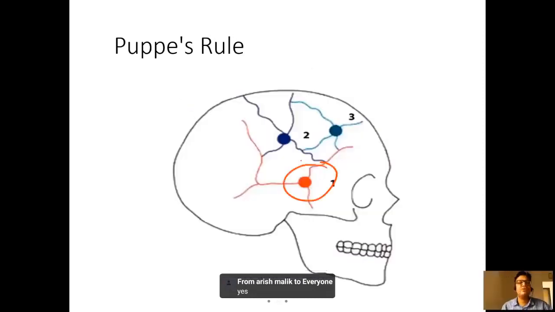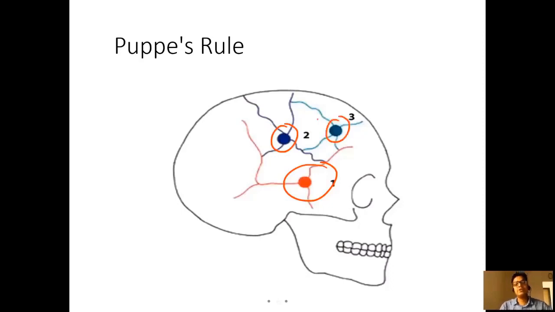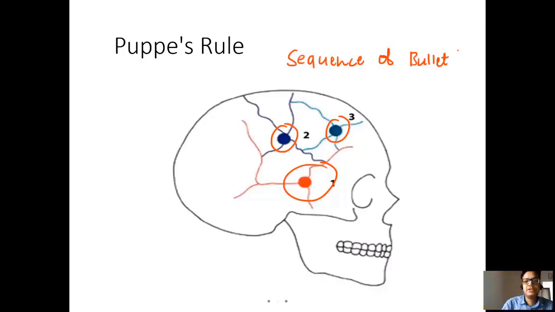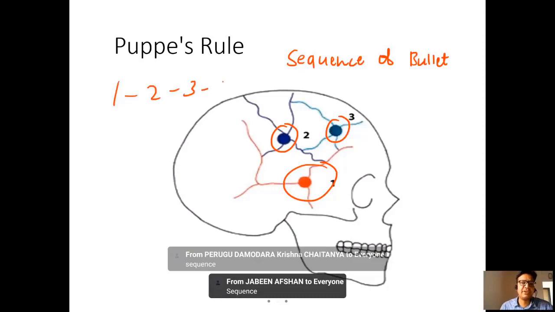This is the widest. The second never crosses the first, the third will never cross the second. By this, we decide the sequence of the bullets. We can decide which came first, which came second, which came third, which came fourth. Yes, this is the sequence of the bullets.